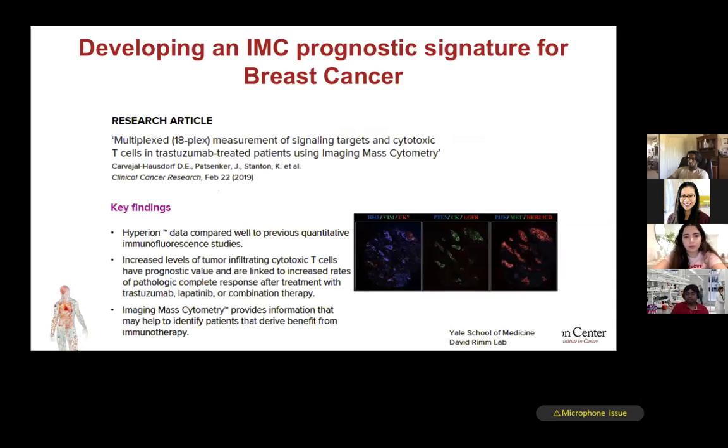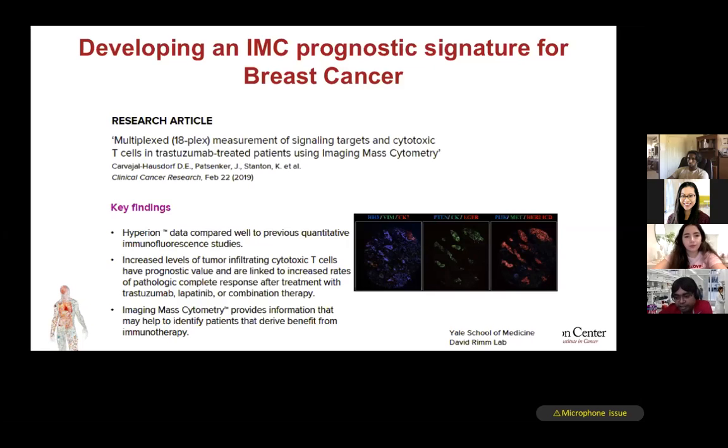So how is it used in microenvironment studies? I'm going to talk about 3 different articles which were published recently, because, just going into the background, imaging mass cytometry technology is quite new. The machine was commercialized only about 3 years back.